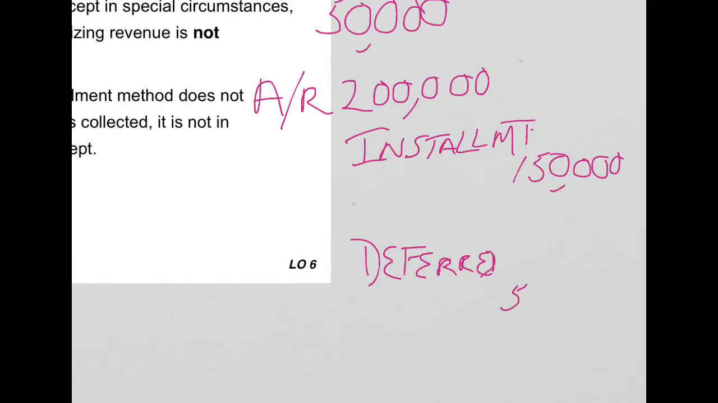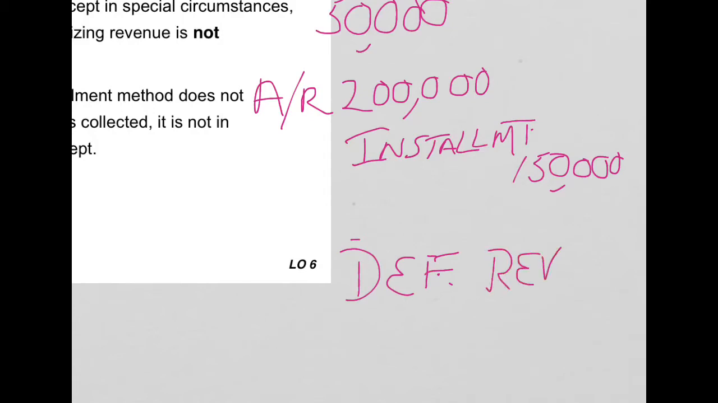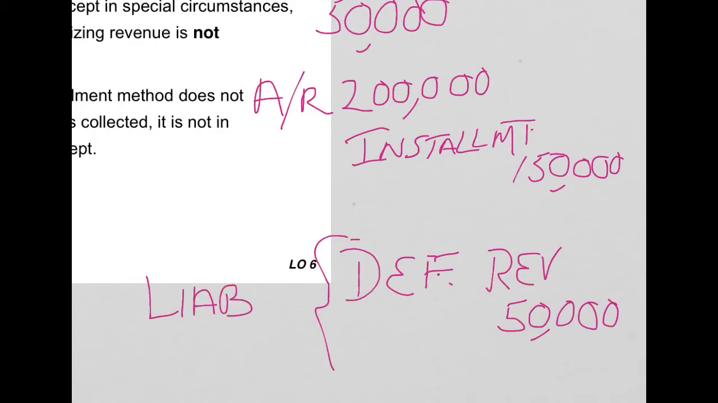The balancing entry, as you can imagine, and my handwriting is going to pot here because of the angle at which I'm sitting, so let me redo that a little bit. The deferred revenue, which I'll label DEF REV, is the gross profit of the 50. So that gets put in a liability account. This is a liability, and it stays on the balance sheet in the liability section, and then we'll see what happens.